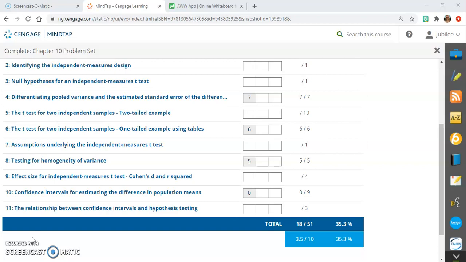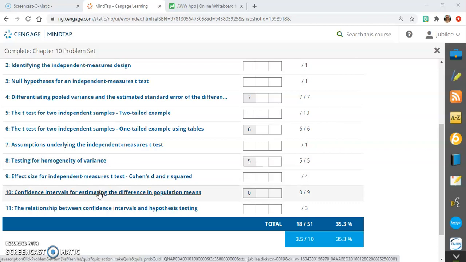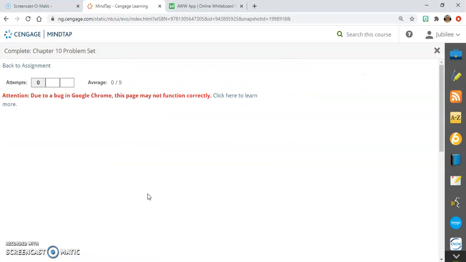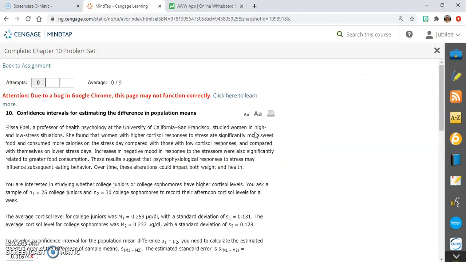All right, so we're still in the Chapter 10 problem set. And now I'm going to go over questions number 10 and 11. So both of these questions have to do with the confidence intervals. So I'm going to start with question number 10.